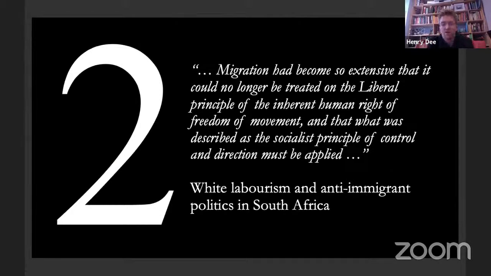At the same time, however, you've got increasing prominence of anti-immigrant ideas globally. The quote here is from the 1926 World Labour Conference on Migration, which is the first of its kind, and delegates there from Britain, Australia, India, and America resolved that migration can no longer continue on this laissez-faire principle, and they call for what they call the socialist principle of direction and control to be applied. So basically, for migration controls to be implemented.